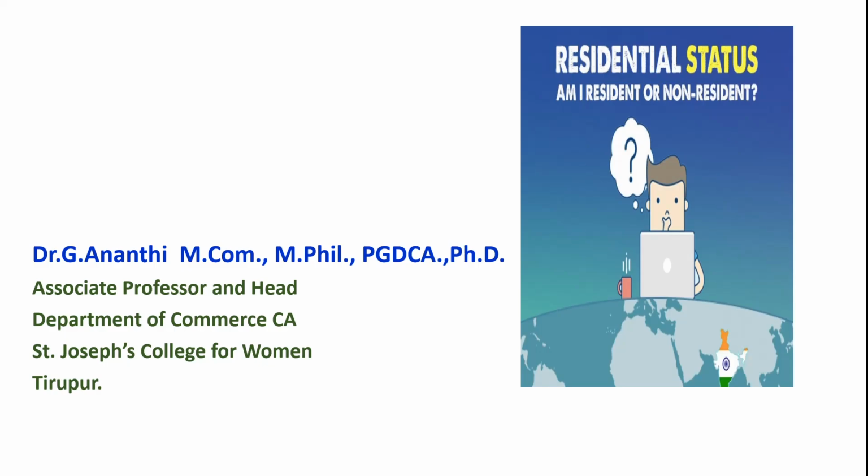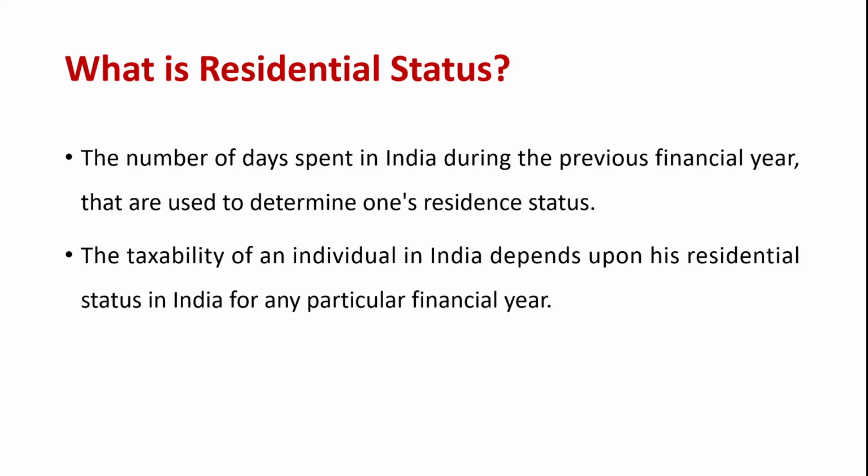In this video, we're going to see residential status. Under 5 heads, the income of a person is assessed, such as salaries, income from house property, profit or gain from business or profession, capital gain, and income from other sources. But before going to assess the income of an individual, the process would start by determining their residential status.